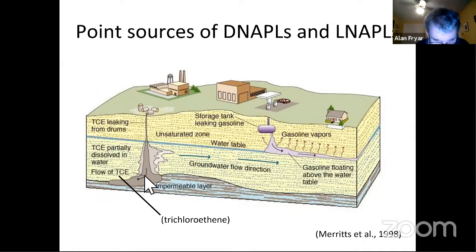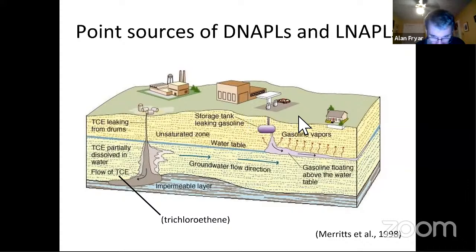But some of it will also continue to stay as a separate phase, and it may actually follow the bedrock topography if you have a permeable layer overlying a relatively impermeable layer. And you can also have little blobs of TCE in the saturated zone, but also in the unsaturated zone. So this becomes a 3 fluid phase system. You have water, you have air, and then you have the chlorinated solvent existing as a separate liquid phase.